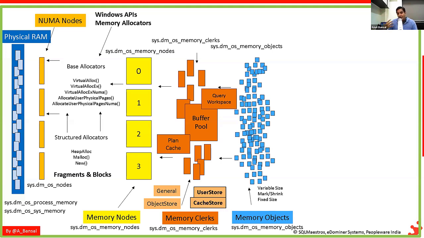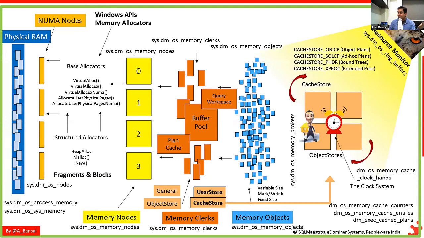Now, do we really need to track memory objects to troubleshoot memory? Sometimes, and that is why in one of the examples today, I will show you that clerks did not give me enough information about where the memory was being consumed, and then I had to go to memory objects, and we can figure that out. You can track all the memory objects using sys.dm_os_memory_objects.